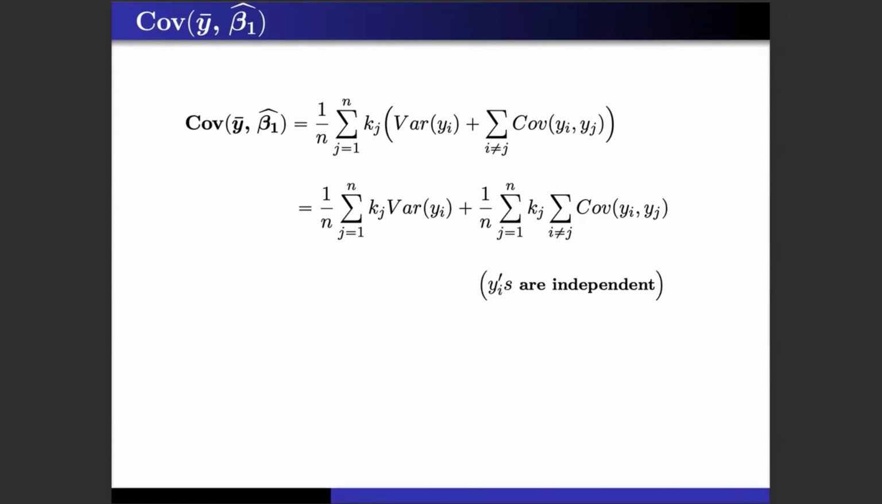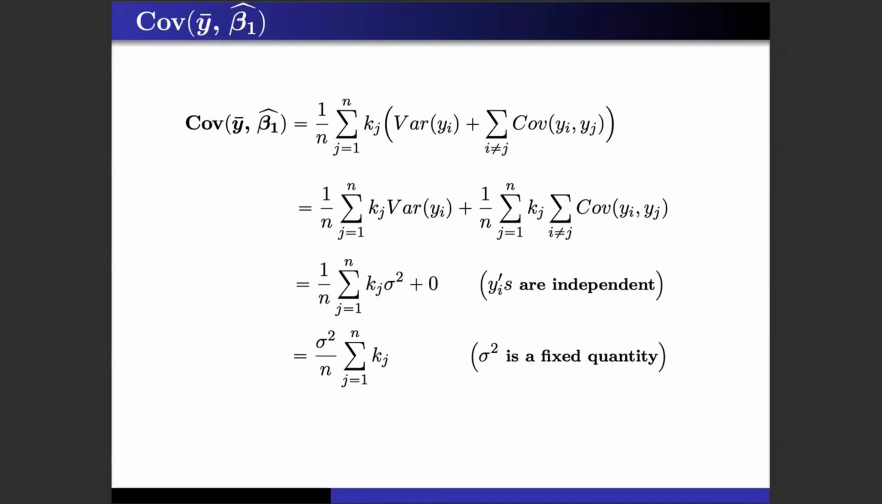In the next step, we use the fact that because of the assumption on the error term that all εi are independent, as a consequence, we get all the observed values yi as also independent. And if all yi are independent, covariance between yi and yj would be equal to 0. And thus, the second term becomes 0. We directly use the consequence of the assumption that all εi are IID. And we'll be left with just the first term, that is 1 divided by n summation kj sigma square.